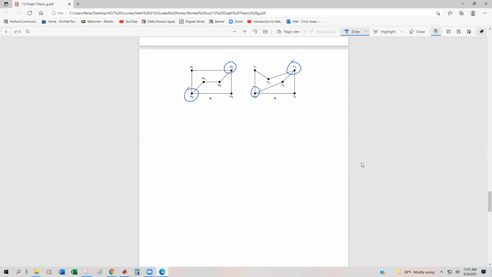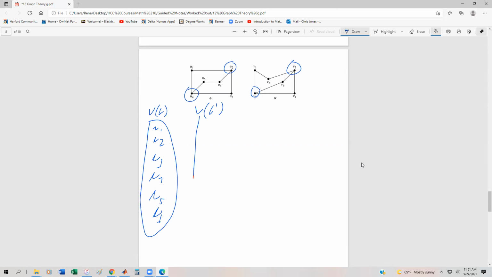So let's start out with V of G and V of G prime. We're going to have a pretty big set this time, so we have U1, U2, U3, U4, U5, and U6 for our vertices. And over here, we're going to have V1, V2, V3, V4, V5, and V6. Let's have the idea that U4 is going to map to V5.